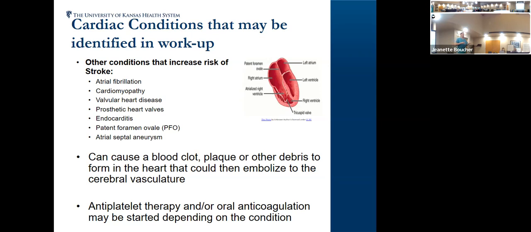So typically, we treat a lot of those with anticoagulation. If it's endocarditis, we're not doing anticoagulation. We're treating the infectious process. Sometimes it may just be aspirin.